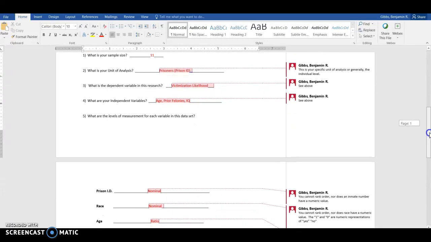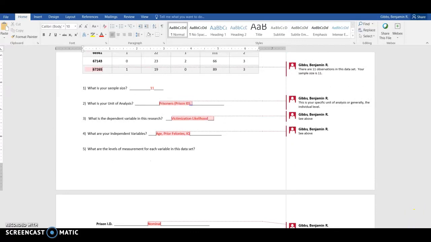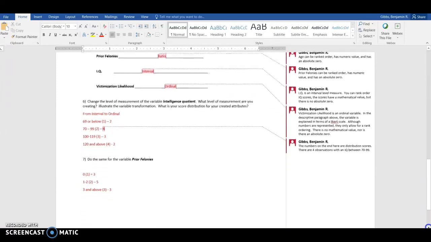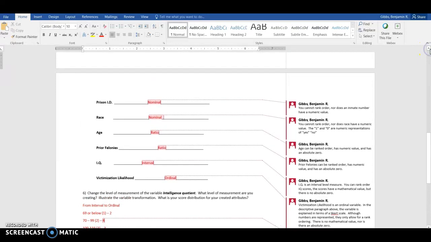So what are the levels of measurement for each variable? Prison ID, as we've already said, was nominal. Can't rank order those numbers. They have no mathematical property, nor can you complete ratios with them. Race is the same way. You cannot rank order race, nor does it have mathematical properties, nor a true 0 point.